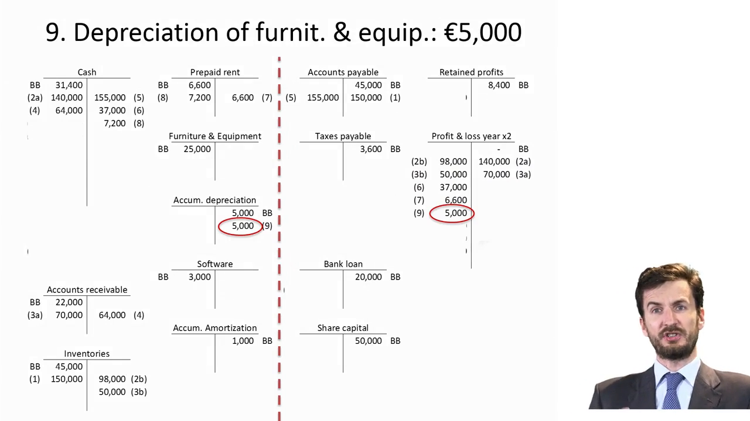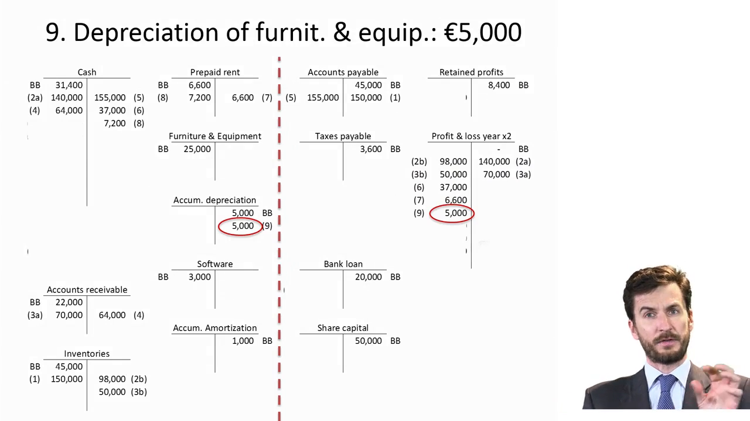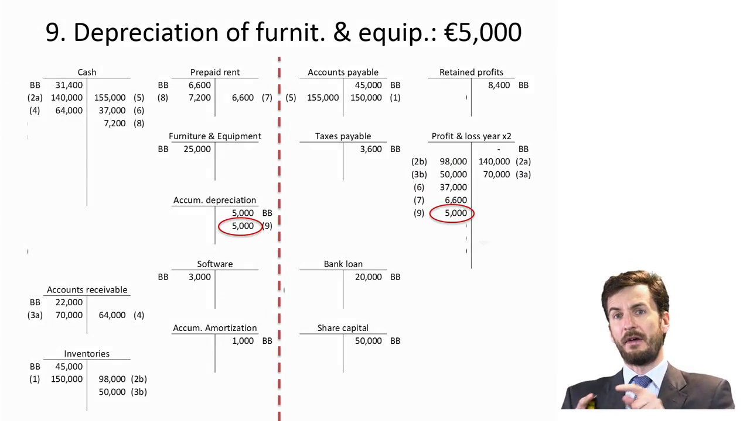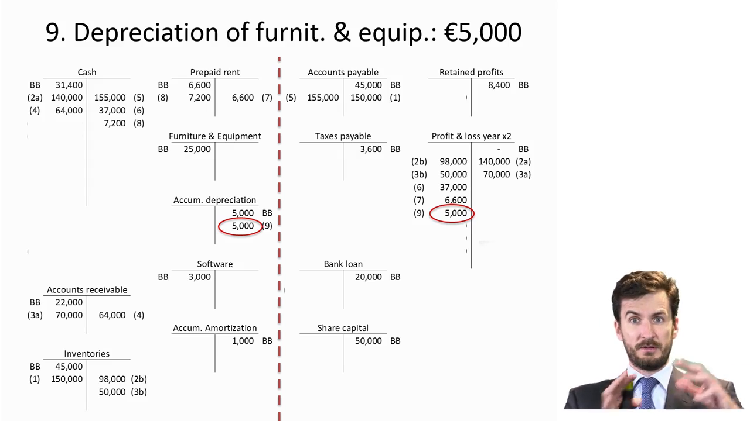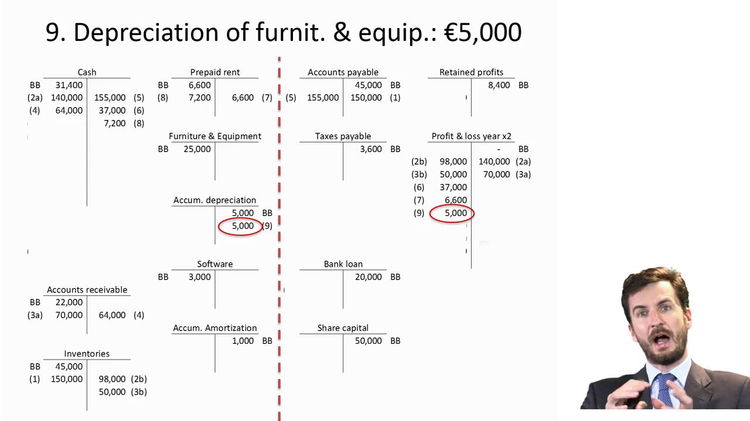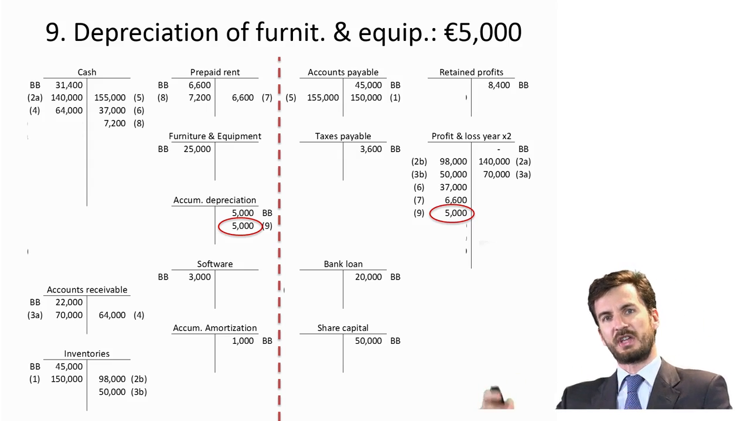So actually depreciation, as you can see, is just an allocation of the purchase cost over time. However, the payment of that asset was done in the beginning when we purchased the asset. And therefore, there is a mismatch in time between the payment of this asset and the recognition of the expense over time.